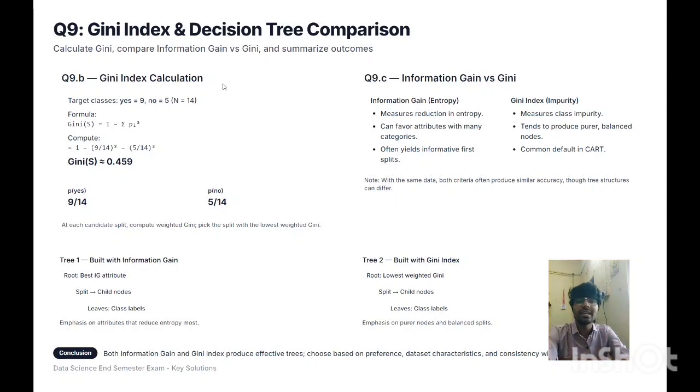When comparing the final rules, information gain tends to favor attributes with many categories. It is biased towards high cardinality features. The Gini index tends to create more balanced splits and is less biased. Both trees might have slightly different structures, but their final prediction accuracy should be similar. In practice, both methods are effective, and the choice often depends on implementation preference.